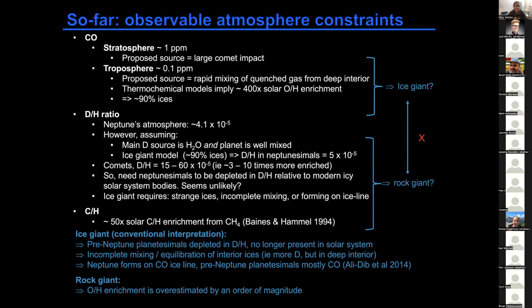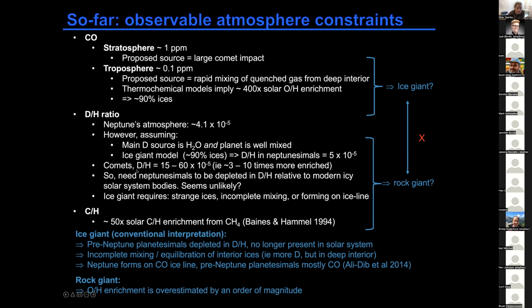So let's try and sum up what those observations are saying so far. CO in the stratosphere, I think we can explain that with a large comet. That all seems fine, and the CS is consistent with that. The troposphere, to explain this 0.1 parts per million, we need rapid mixing of CO from the interior that gets quenched. In that case, thermochemical models imply a rather large enrichment of OH, which means we need about 90% ice in Neptune. So this is suggesting an ice giant if we just took that at face value.